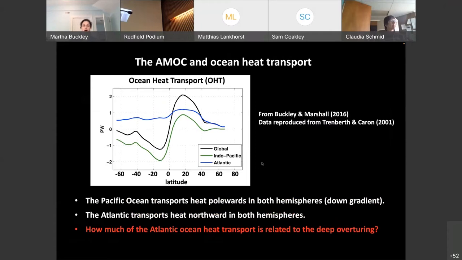The Pacific transports heat northward in both hemispheres. That's shown by this green line.